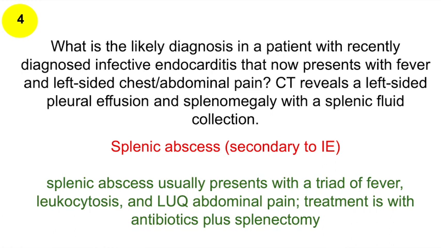So, splenic abscesses usually present with a triad of fever, leukocytosis, and left upper quadrant abdominal pain. And treatment is with antibiotics plus a splenectomy. Which heart valve is most frequently involved in bacterial endocarditis?